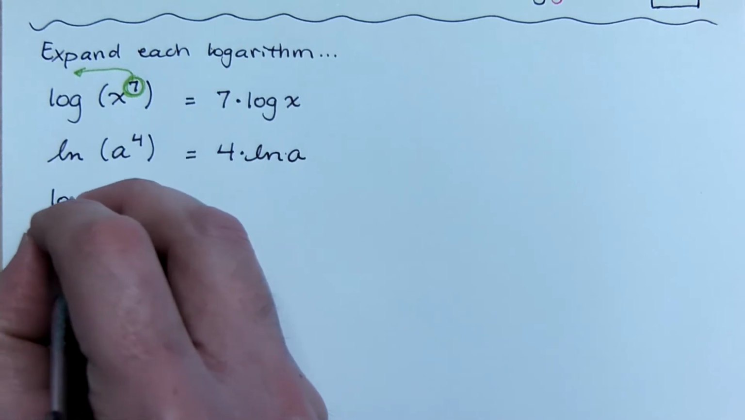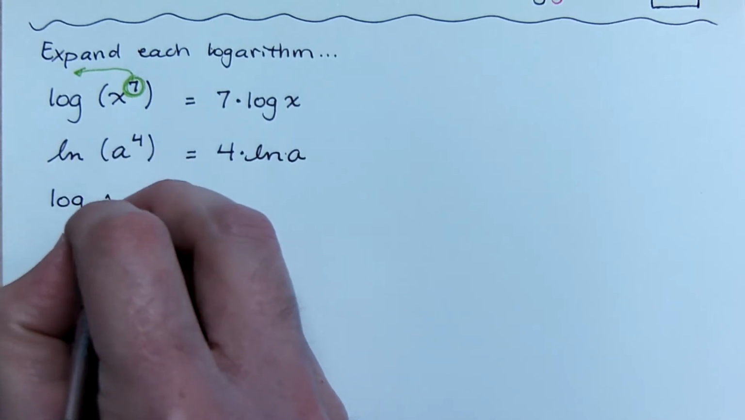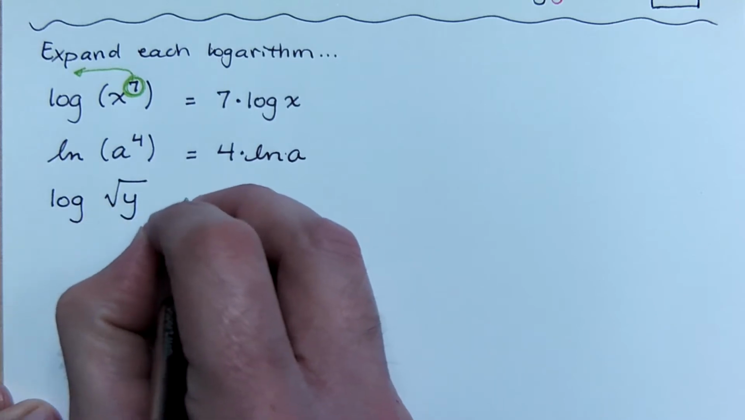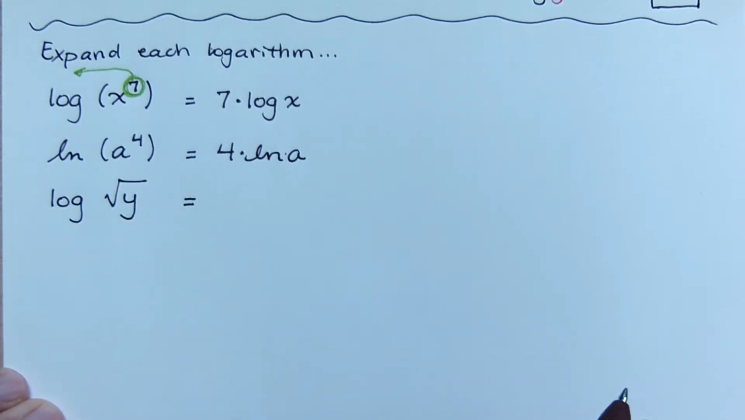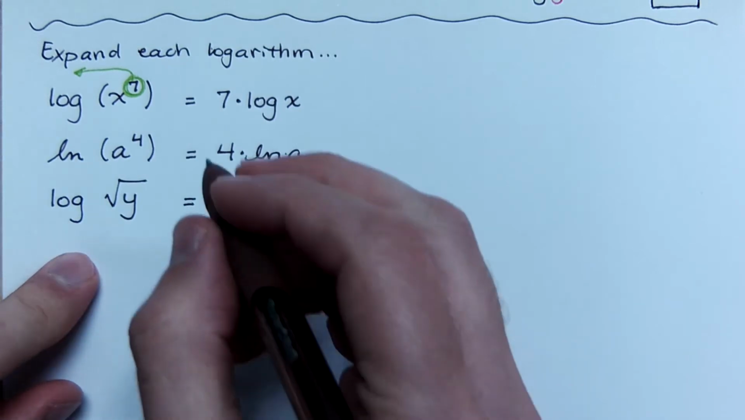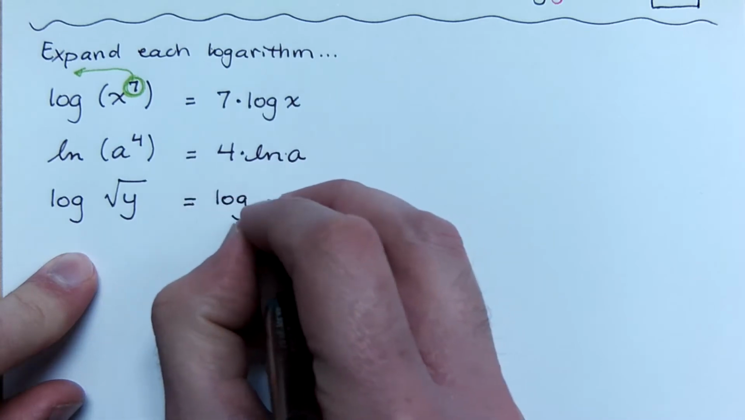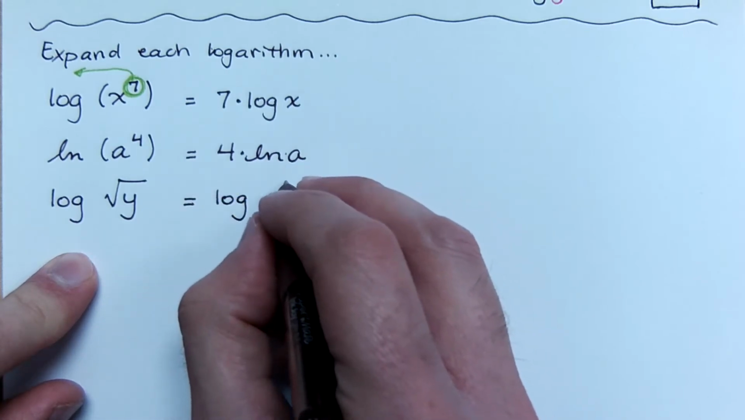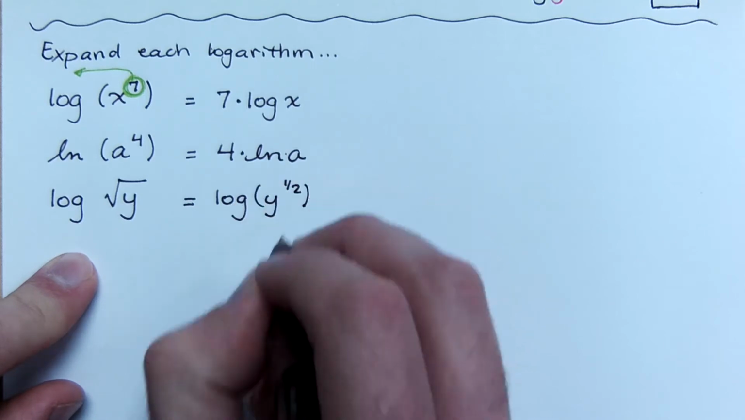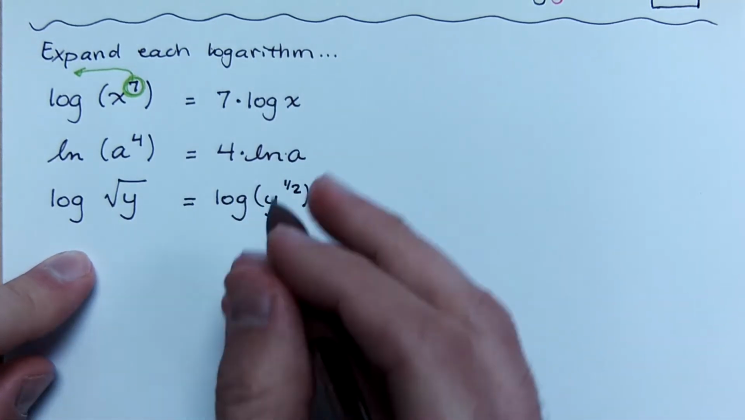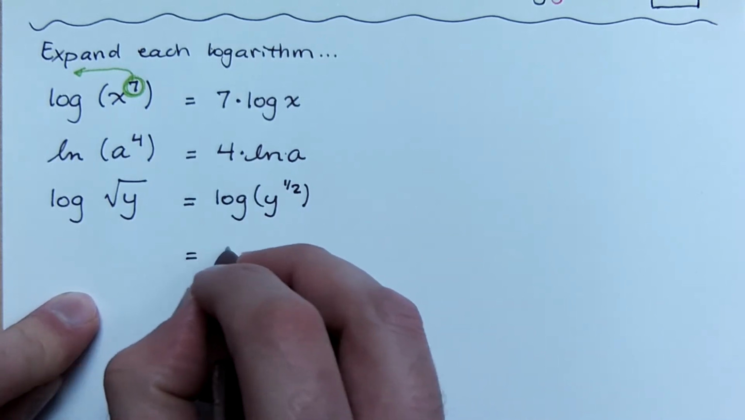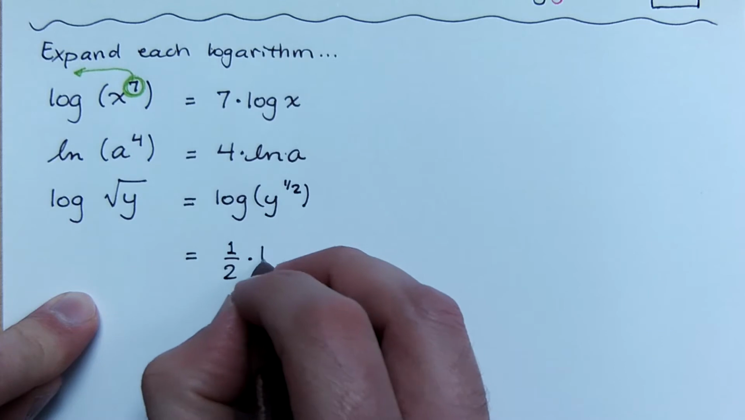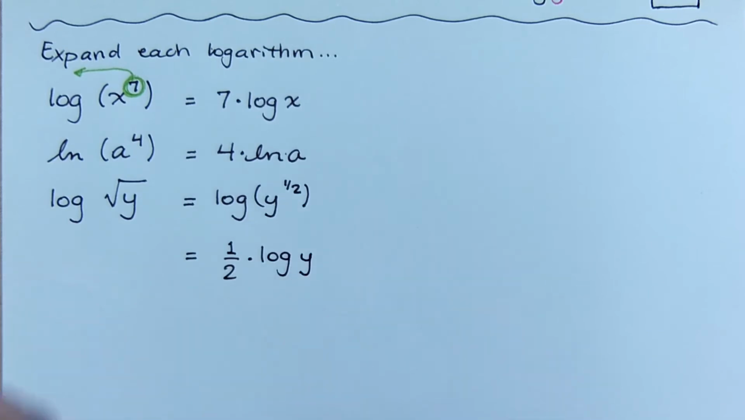What if I write log of the square root of y? How can I rewrite this so that I don't have anything inside the log except for just y? You say 1/2, where's the 1/2 coming from? So this means log of y to the 1/2. So we see the power, and then I can bring this power out front, and say that this is 1/2 times the log of y.